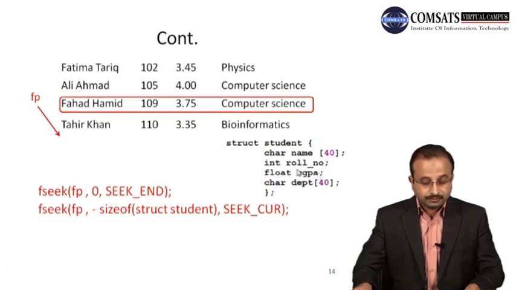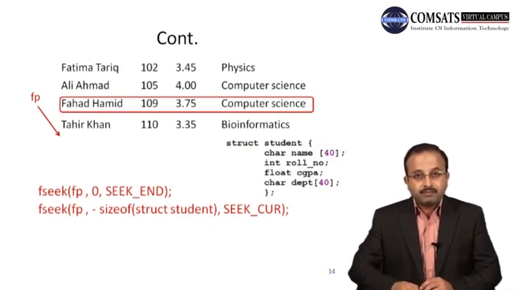So what is the size of a record? 88 bytes is the size of one record. Whether it is this record, or the Ali Ahmed record, or the Fatima Tariq record, whatever the record, what is its size? 88 bytes. So this sizeof(struct student) will return us 88, and we have a minus sign over here. That is, we want to move.